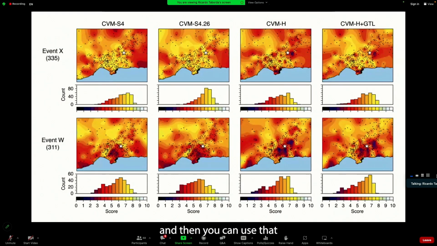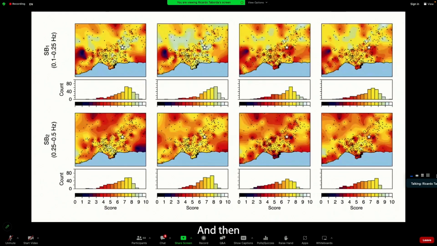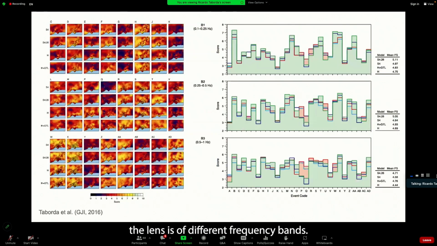And then you can use that as an indirect measure of identifying, depending on the location of the earthquake for a given region and a given set of velocity models, what are the conditions that are most favorable to obtain good validation results of synthetics compared to data. So what you see here is 2 different events, 4 different velocity models, similar location, and you can also look at this through the lenses of different frequency bands.